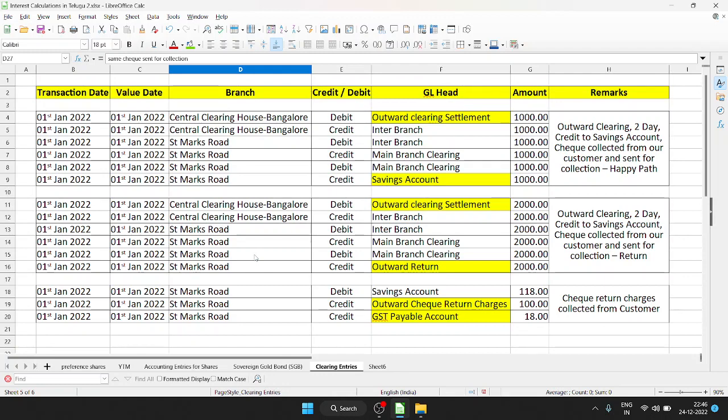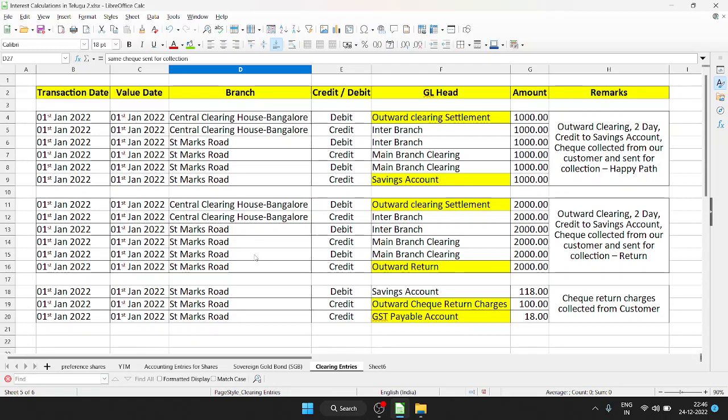Then normally what happens? The clearing process will take 3 days. On the first day, we collect the checks and enter them into the system. On the second day, we post an entry. If it passes, then we credit the customer account. If it is returned, then we reverse the amount. On the third day, the customer can come and withdraw the amount.